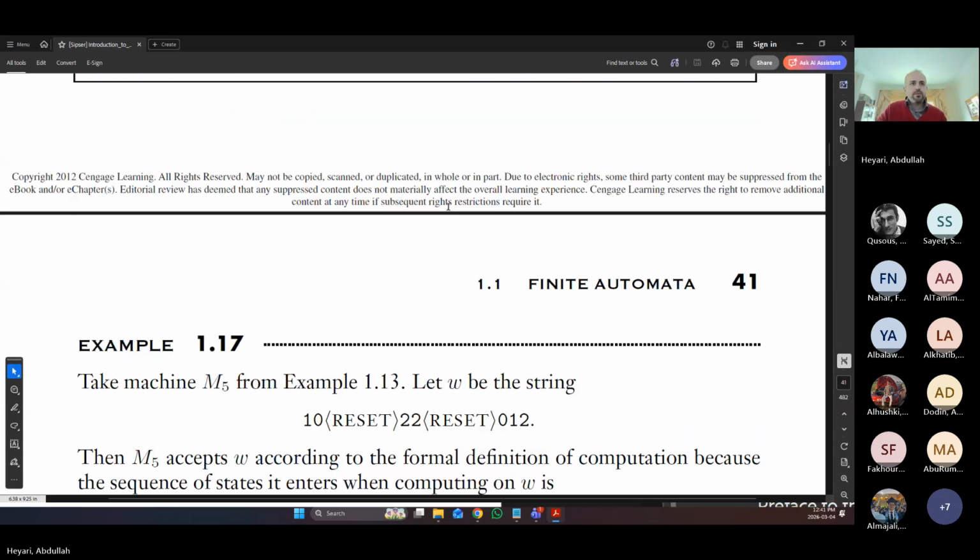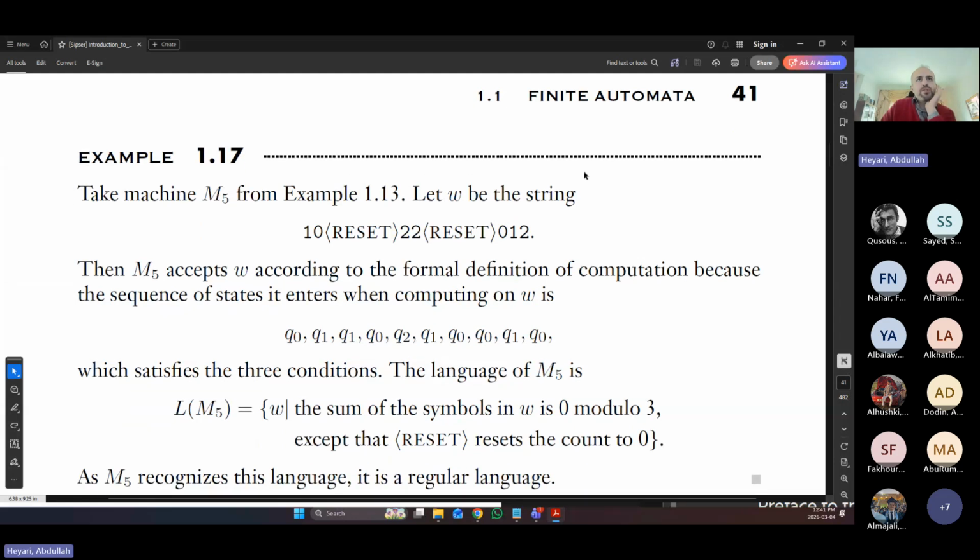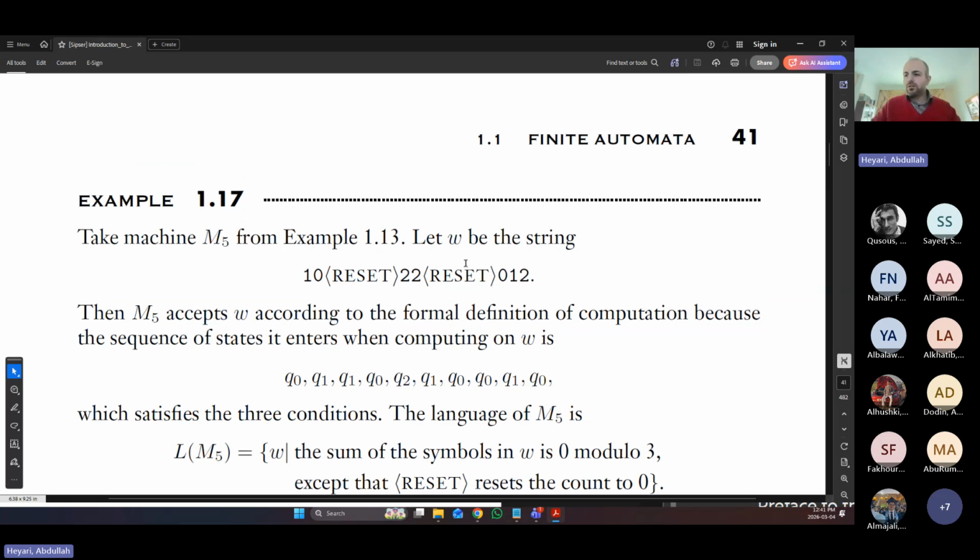What do you think of this string here? Recalling the machine M5. What about 10 reset, 22 reset, 012? Let's go back to the machine.